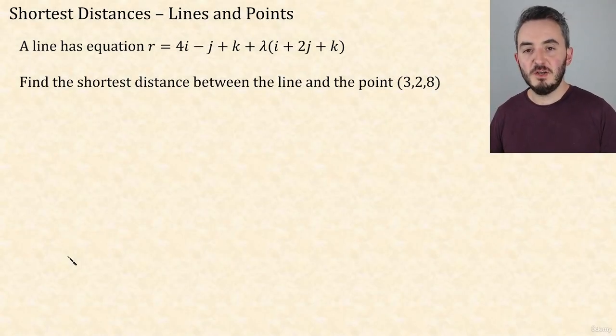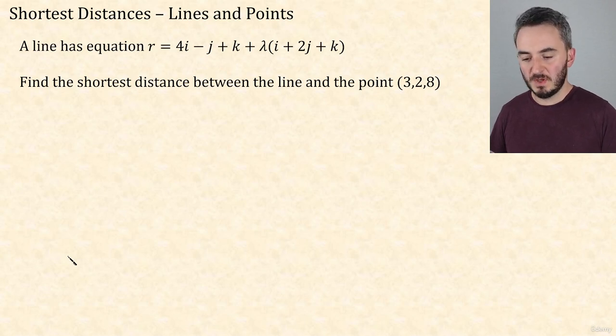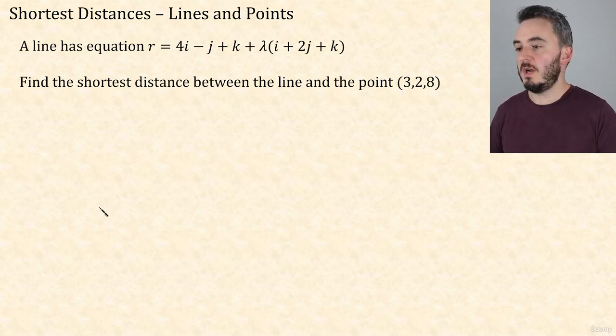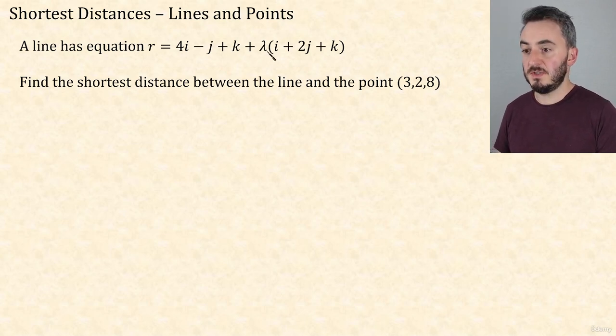In this video, we're going to be looking at how to find the shortest distance between a line and a point. So recall that we can write down the vector equation of a line as a position vector, in this case 4i minus j plus k, plus lambda times the direction vector, in this case i plus 2j plus k. So we've got this line which is embedded in 3D space, and we want to find the shortest distance between that line and the point 3, 2, 8.